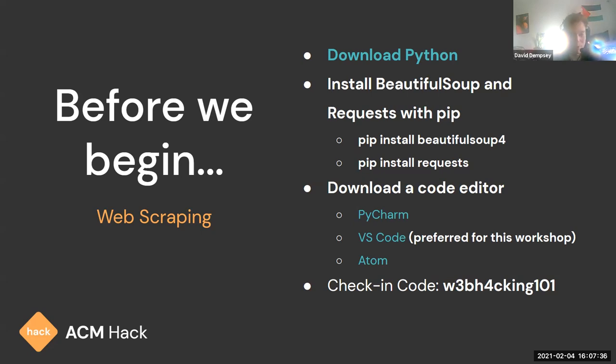If you're watching this on the recording, this is our slide just to look over everything you have to do before you begin. Make sure you have Python installed, Beautiful Soup and requests, and also a text editor of your preference. For this workshop, we're going to be using VS Code, but you're also welcome to use PyCharm or Atom as well. And then we go to the next slide.